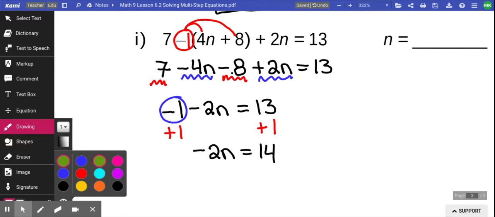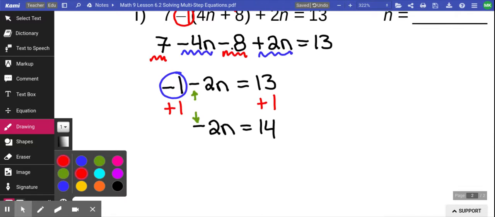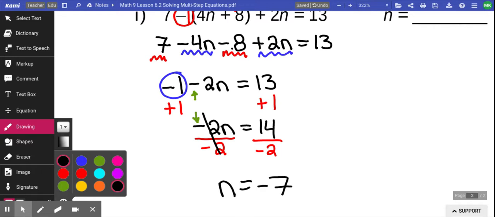Remember that this negative symbol right here is still attached to the 2. It's not gone. I now have to get rid of that negative 2. The opposite of negative 2 times n would be dividing by negative 2. So I divide both sides by negative 2, giving me n equals negative 7.